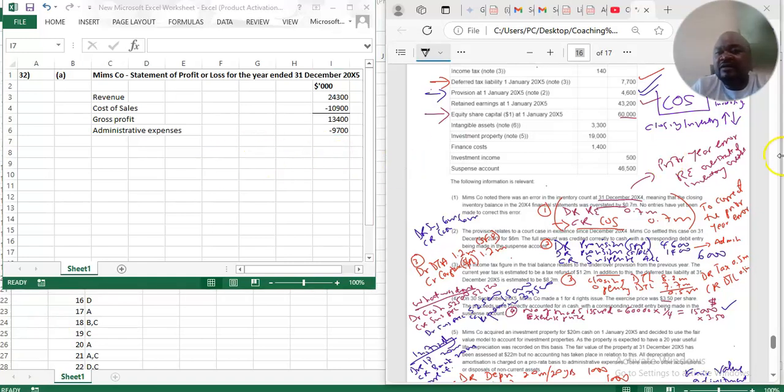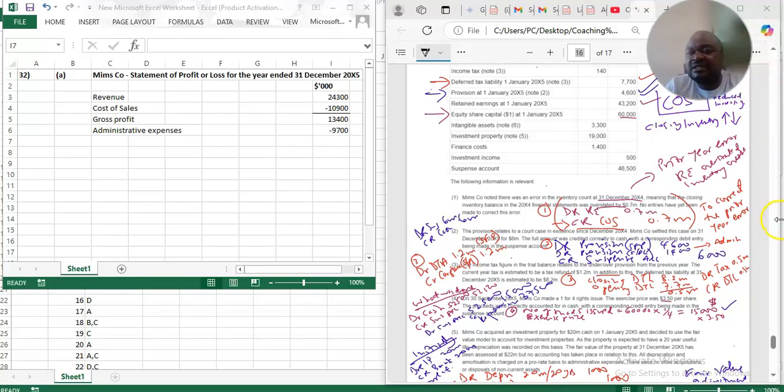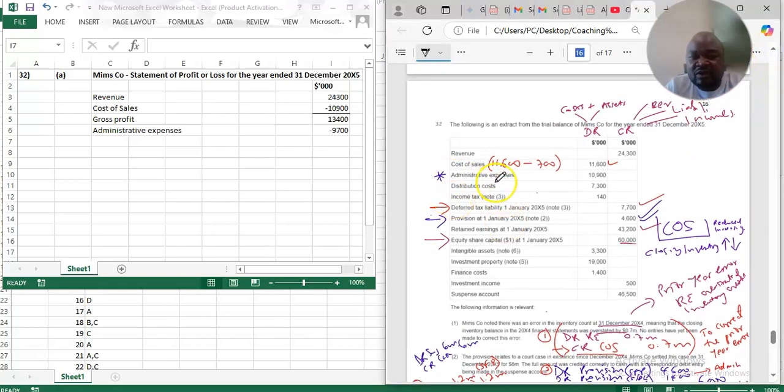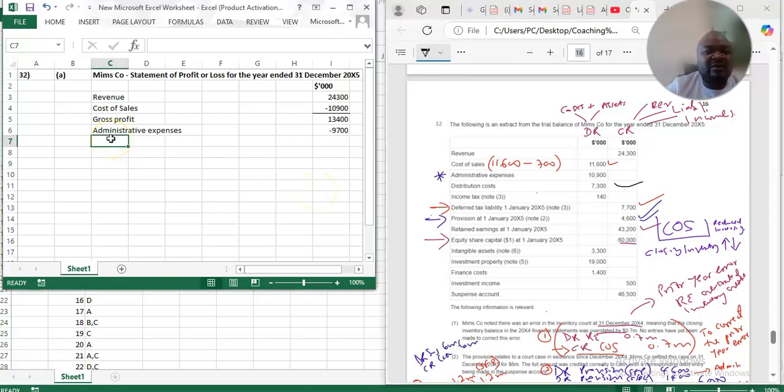Okay, if we go back to the trial balance of the question, we will be led on what to follow. Yes, there is the distribution cost. The distribution costs were not adjusted. They were not subject to any adjustments. Distribution costs just have to say equal sign negative. How much? 7,300, because we want them to be negative as costs.